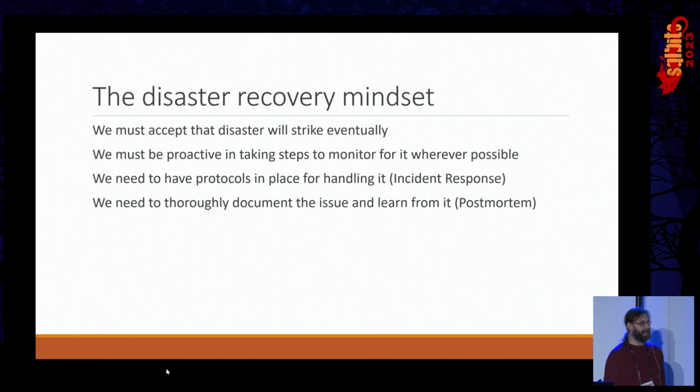Well, we have to understand that disaster is going to happen, right? This could be due to corruption. It could be due to a data center outage, a cloud region outage. And we need to plan for these things. We need to have tested policies in place. We want to make sure that we're as well prepared for when it happens as we can be. We also need to learn from it.